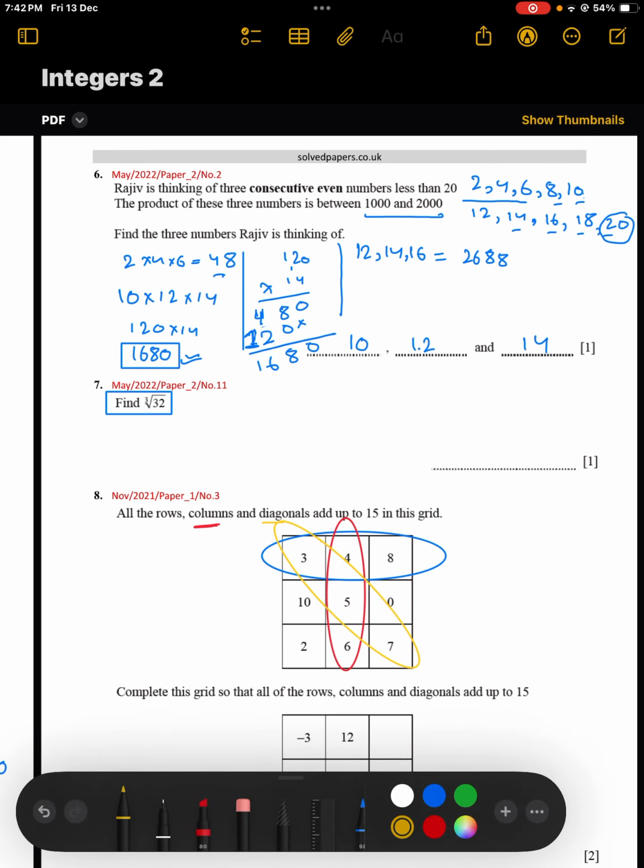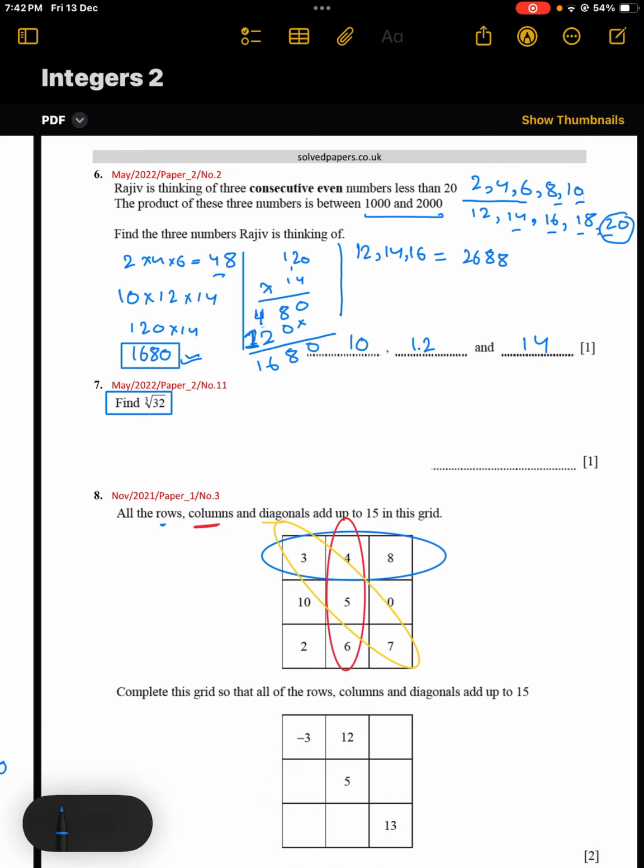Understood? So what do we have to do? We have to now complete this grid so that all the rows and columns and diagonals add up to 15. So let's do it. 12 plus 5 will be 17. 17 minus 2. We'll put minus 2 here.